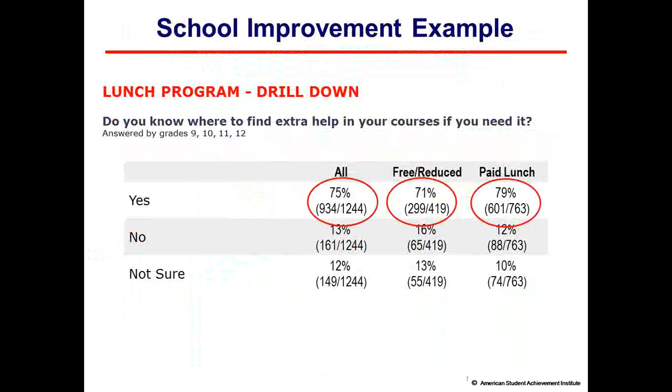I might also guess that it has something to do with income level. So I can pull up the drill down by free and reduced and paid lunch students, and I can see that there is a little bit of a discrepancy here, that paid lunch students report at a higher rate that they know where to find extra help for when they're struggling than the free and reduced lunch kids. But while there is a gap there, it's an 8% gap. At 8%, I would probably worry about that, and I'd be wanting to focus on my free and reduced lunch kids in my school counseling program a little bit. But I might also have some other questions.